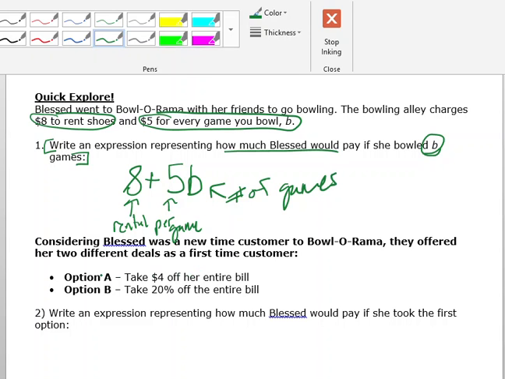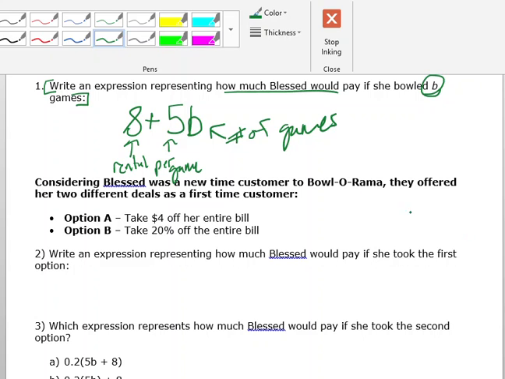All right. Consider Blessed was a first-time customer to Bowl-O-Rama. They offered her two different deals. As a first-time customer, this probably should say first-time customer as well. Option A would be to take $4 off of her entire bill. Option B would be to take 20% off of the entire bill. Write an expression representing how much Blessed will pay if she took the first option.